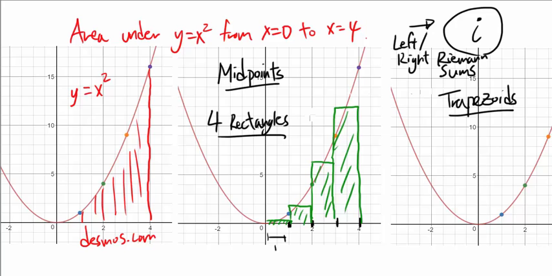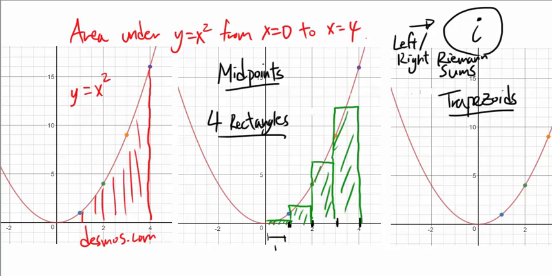All you're doing is finding the midpoint of each interval, going up to the point where it's hitting the curve, and that's going to be the height of your rectangle, and you already know the width of the rectangle to be 1, so you can just draw it out.